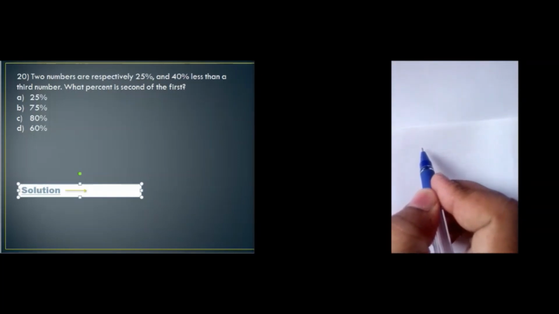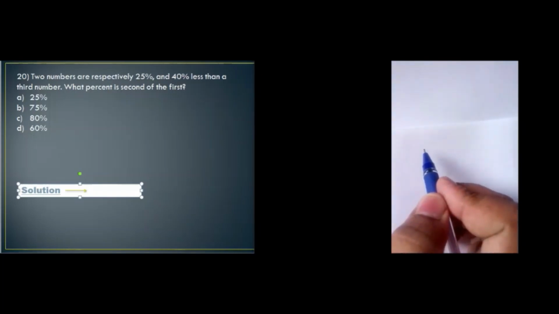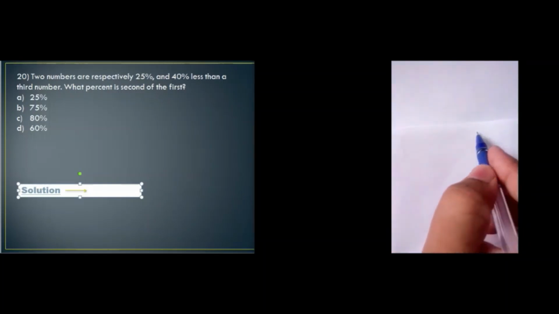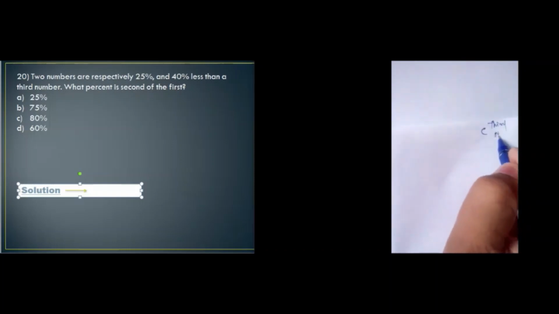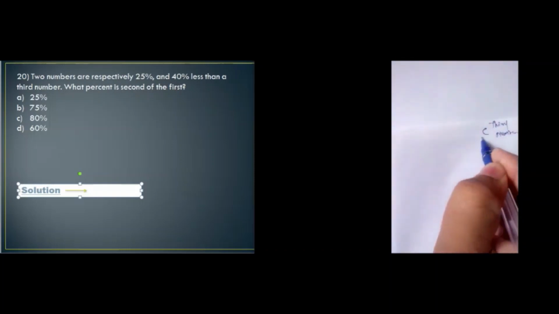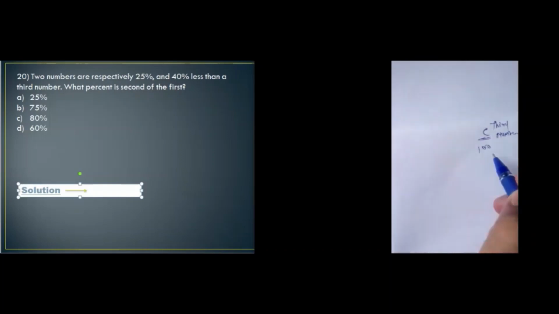So two numbers are respectively 25% and 40% less than a third number. So let's consider the third number as C, and this third number C is 100. It is easy to calculate when we consider the number as 100. So the third number C is 100.